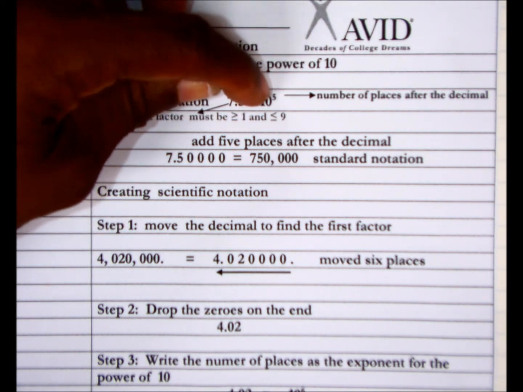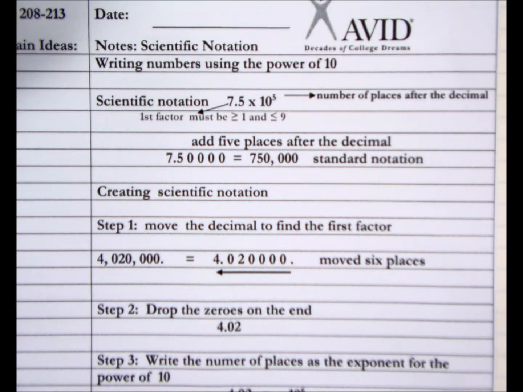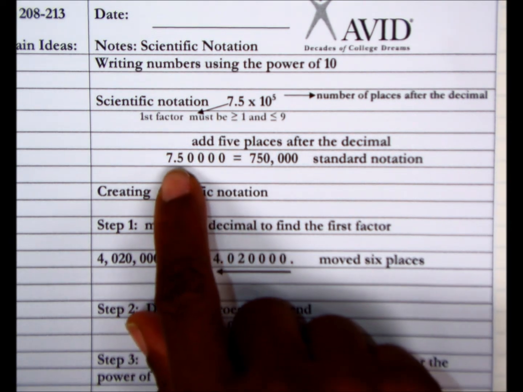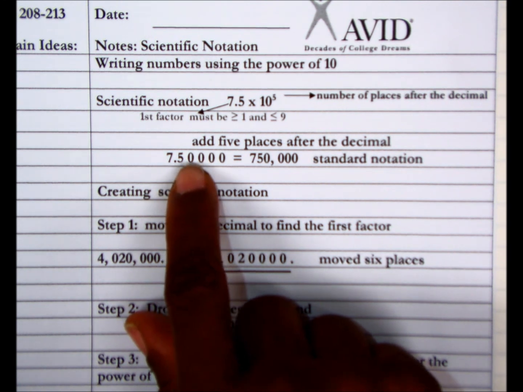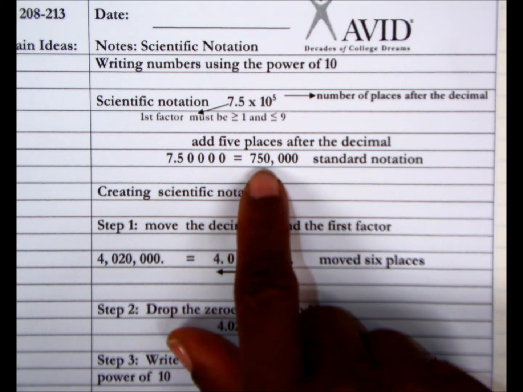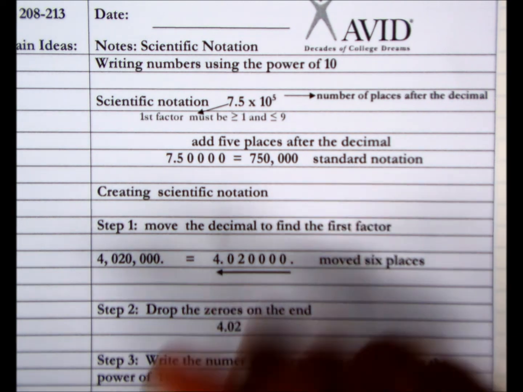The number that is the exponent tells us how many places there should be after the decimal. So in this case, there should be 5 places after the decimal. And it tells us how many places we move the decimal. So if we were going to write this in standard notation, make it a number again, we would have to add 5 places after the decimal. Here's the decimal. We would go 1, 2, 3, 4, 5. So it would be 750,000 in standard notation.